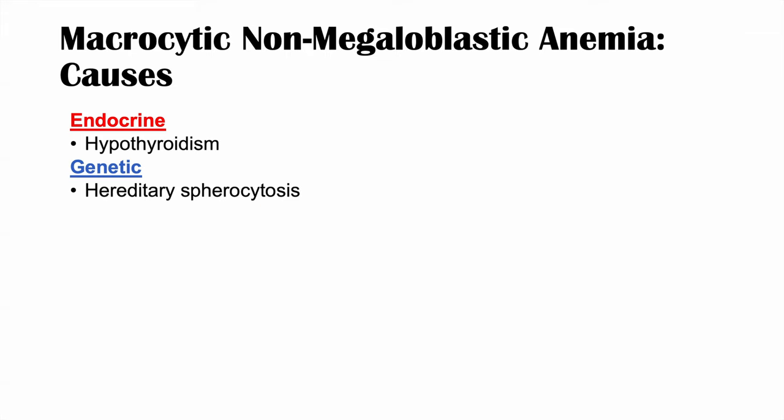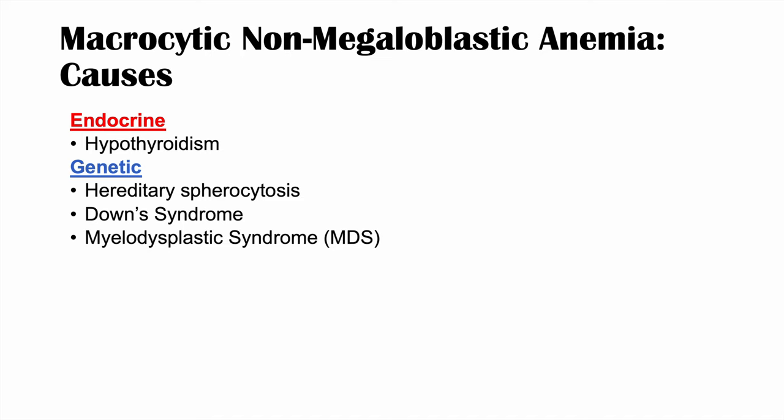So now that we know the causes of macrocytic megaloblastic anemia, what are some of the causes of macrocytic non-megaloblastic anemia? We break the causes down into categories. The first is endocrine. Hypothyroidism can actually cause a macrocytic non-megaloblastic anemia, so low thyroid functioning. Another category of causes is genetic. Genetic can be anything from inherited to acquired. One inherited cause is hereditary spherocytosis, and another one is Down syndrome. Both of these can cause issues with macrocytic non-megaloblastic anemia. An acquired cause is myelodysplastic syndrome, or MDS, and another one is paroxysmal nocturnal hemoglobinuria.